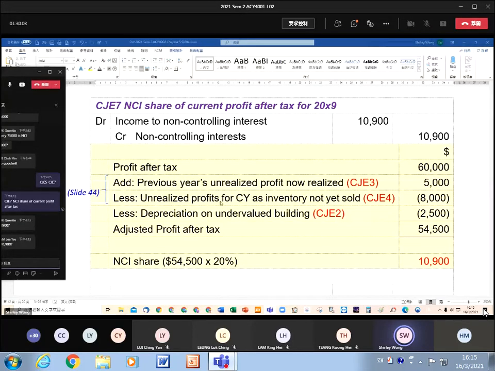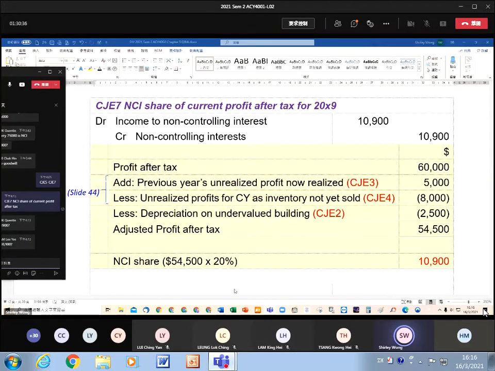And for the unrealized profit for the current year, CY, that means current year, as the inventory is not yet sold, we cannot recognize the profit, and the amount is 8,000. And finally, there is a depreciation on the undervalued building that will be CJE number 2. This is 2,500. And then the adjusted profit after tax will be 54,500. And then out of that, 20% belongs to the NCI. It is 10,900. So here you can see that I write slide 44.